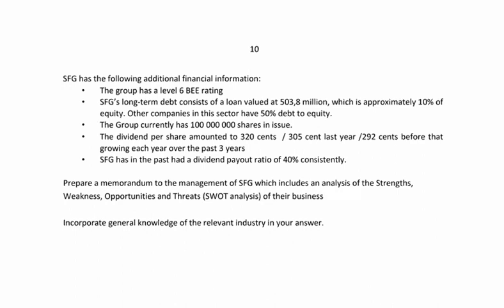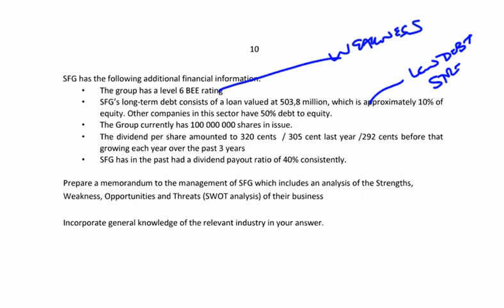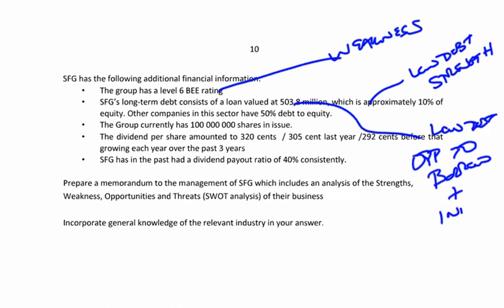FSG has the following additional financial information. Says the group has a BEE rating of 6. Weakness. That's much too low. SFG's long-term debt consists of a loan valued at 503.8 million, which is approximately 10% of equity. Other companies in the sector have 50% debt to equity. So guys, low debt is a strength. Okay, and low debt is an opportunity to borrow and invest in new acquisitions.